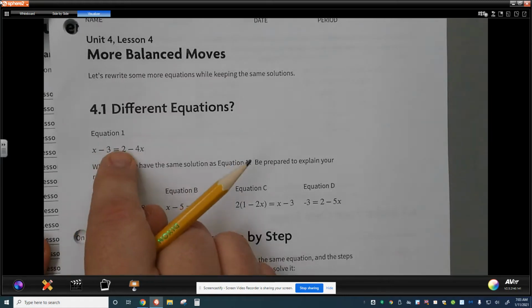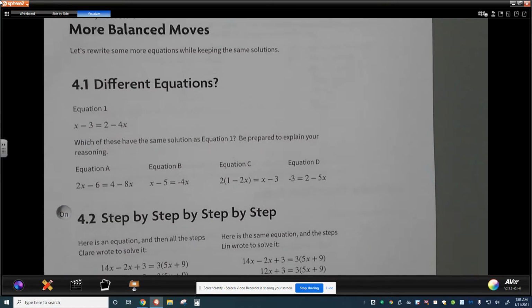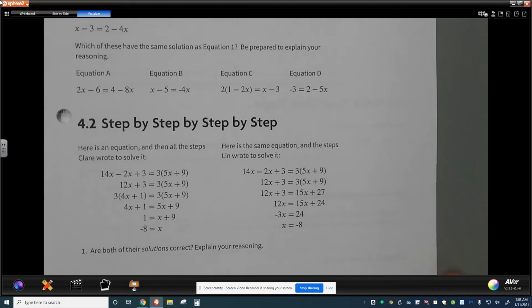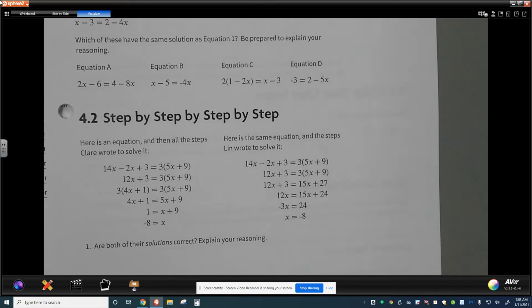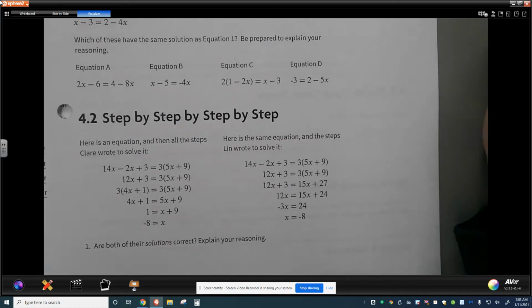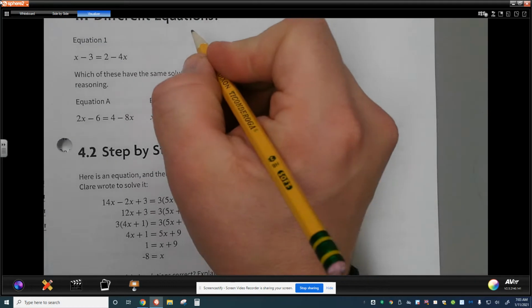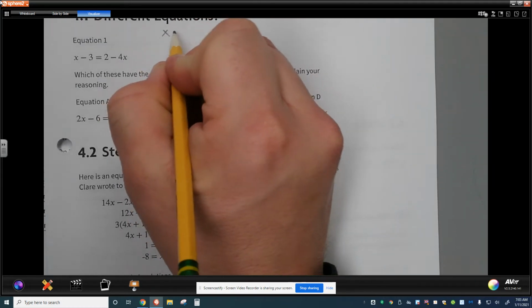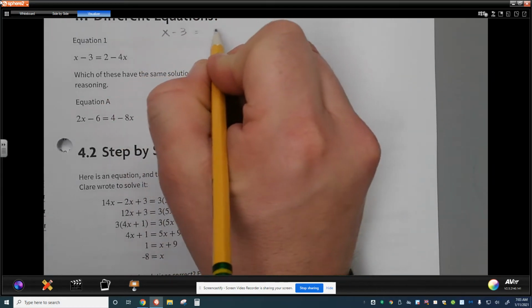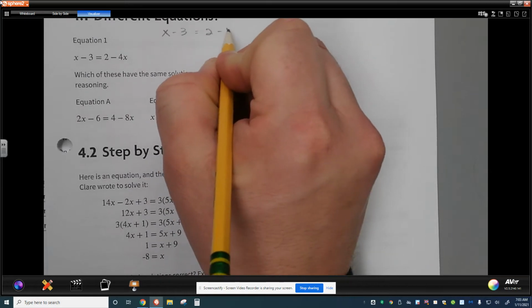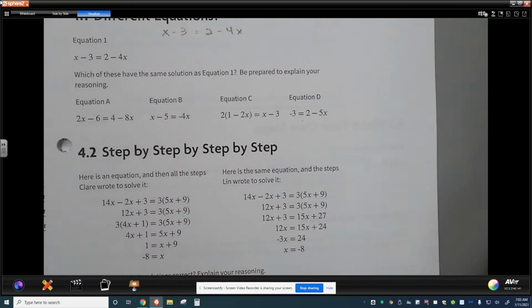Here we go. Equation number 1. Which of these have the same solution as equation 1? Be prepared to explain your reasoning. Well, going from equation 1, let's just talk about one way that we could do this. When we see x minus 3 is equal to 2 minus 4 times x.